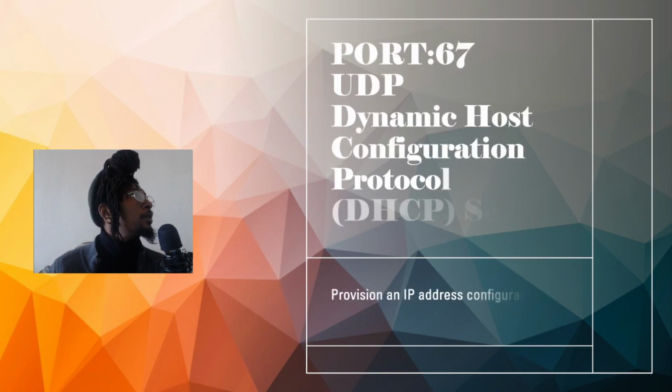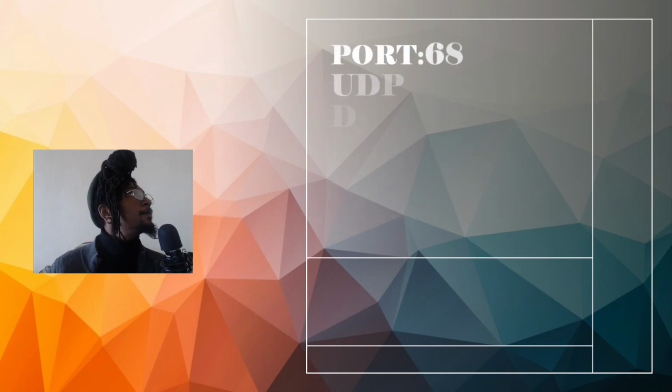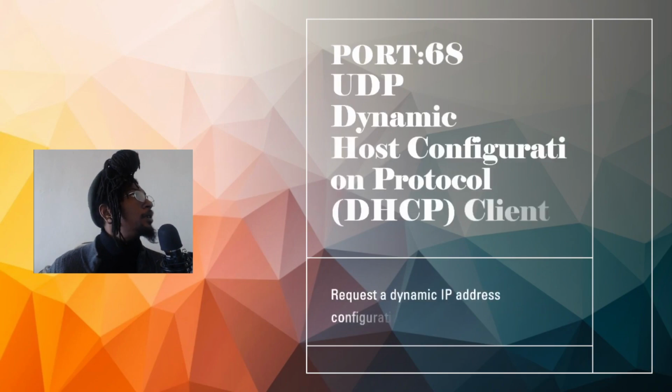Port 67 UDP Dynamic Host Configuration Protocol, DHCP server. Provisions an IP address configuration to clients. Port 68 UDP Dynamic Host Configuration Protocol, DHCP client. This requests a dynamic IP address configuration from a server.